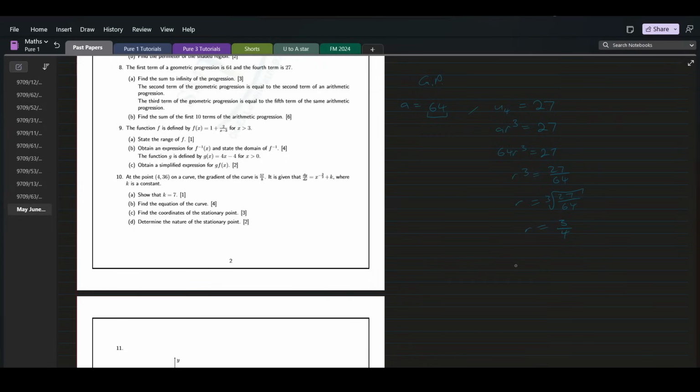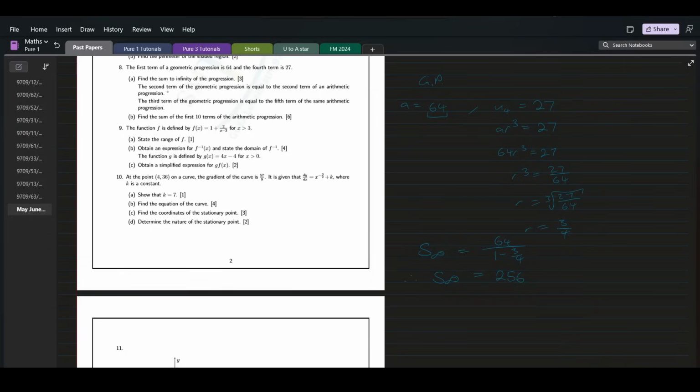So now that we have our value for R, we can get the sum to infinity, which is A over 1 minus R. So A is 64 over 1 minus R is 3/4. And so our sum to infinity is equal to, let's punch that into the calculator, 64 over 1 minus 3 over 4, and this gives us 256, and this is the final answer for part A.